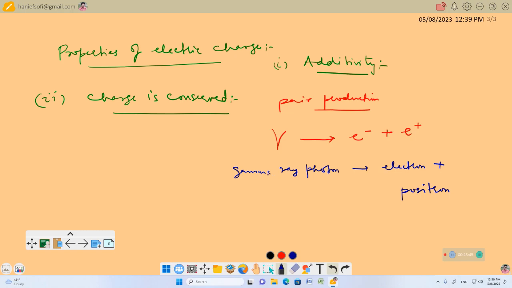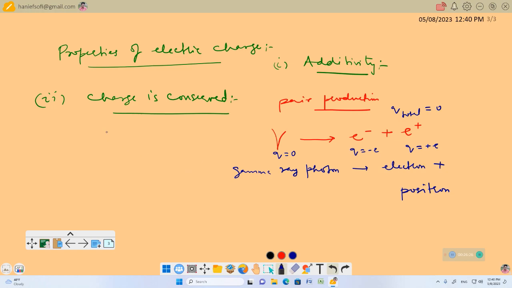The photon has no charge. Gamma ray photon means the photon which belongs to the gamma ray zone of the electromagnetic spectrum. So if you see here on the left hand side, charge is 0. On the right hand side, this has minus E and this has plus E. So total charge on the right hand side is 0 as well, right? Charge is conserved in any kind of process which occurs in nature. This was just an example.